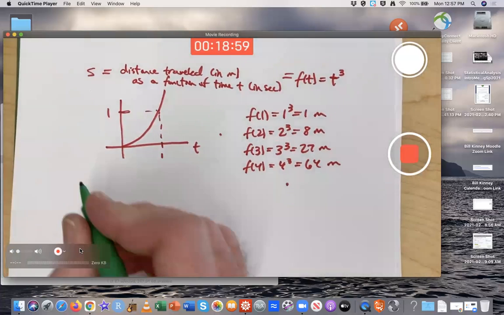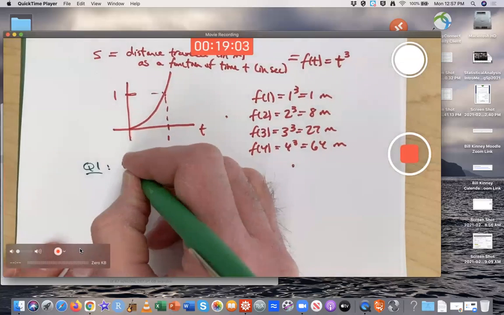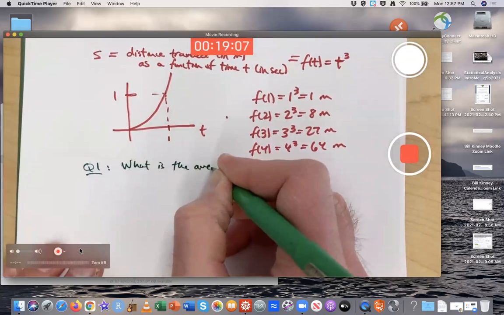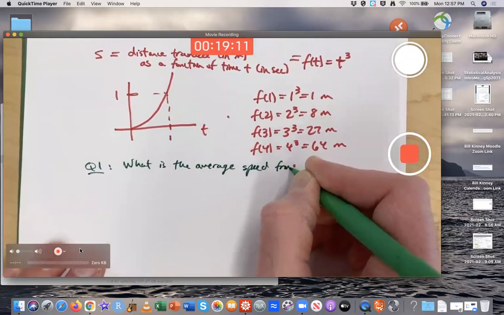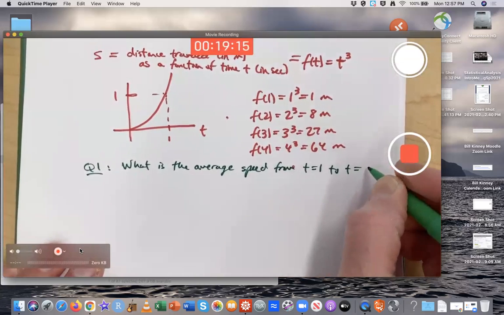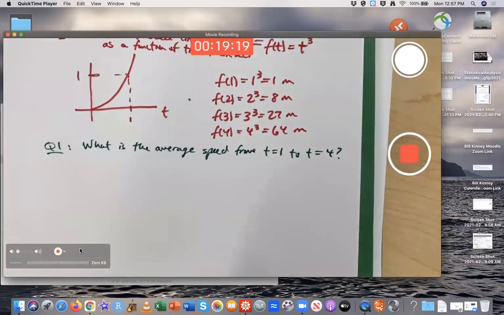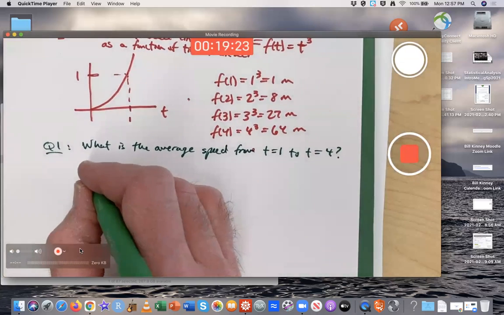Question 1. What is the average speed from t equals 1 to t equals, let's say, 4? Common letter, use the letter V for speed.